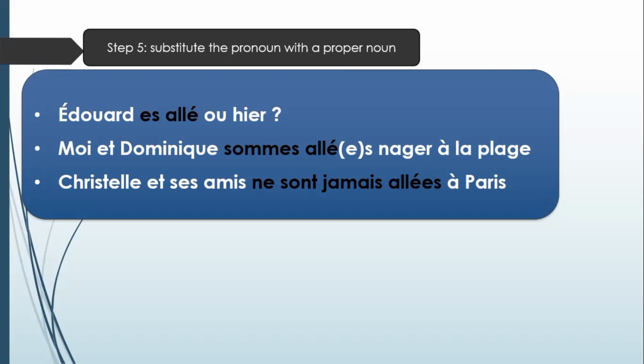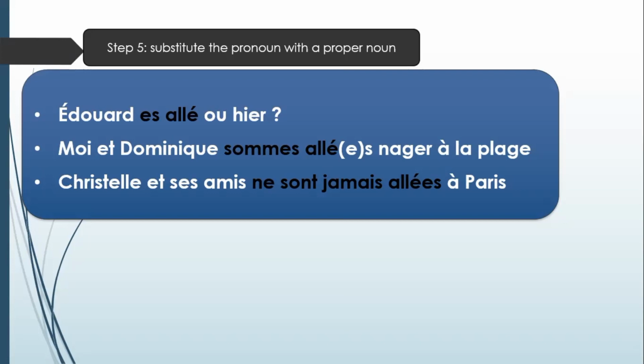So moi et Dominique sommes allés nager à la plage. Samuel, I gave you à la plage yesterday. What's the meaning? Beach. Perfect. So just look at it. What will nager mean? Nager. I don't have an idea. You don't have an idea. Okay. Just try and interpret the sentence. And when you get to where, just try and interpret the sentence. Let's see what you got.